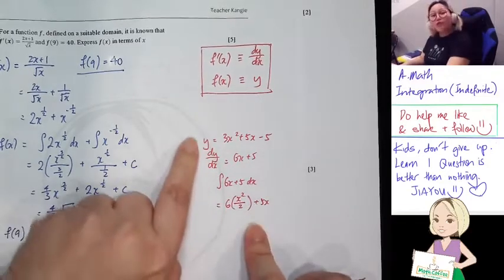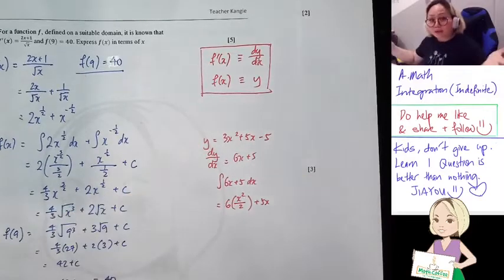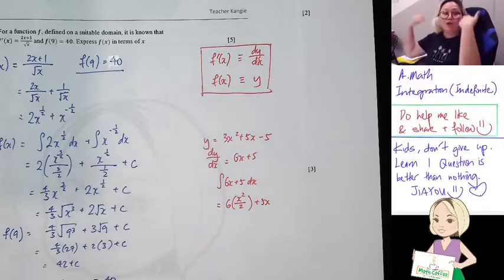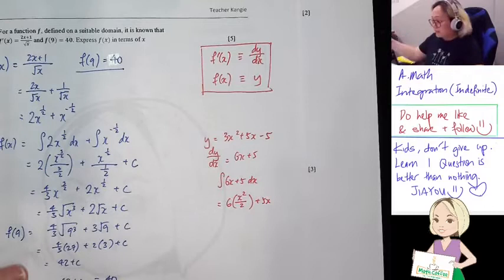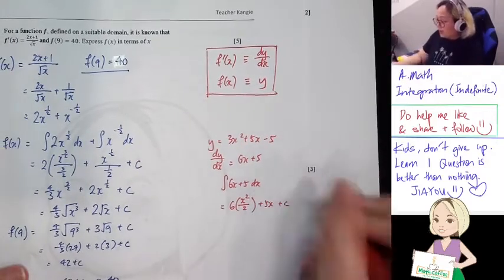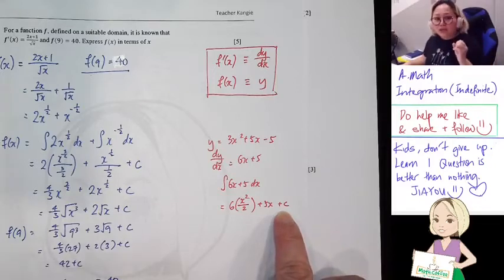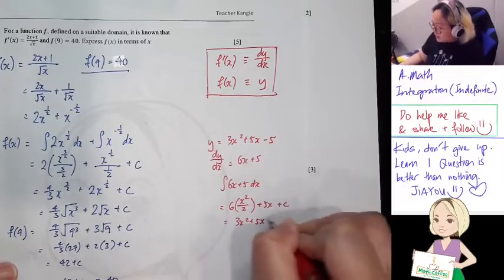You see, the original y has a constant there. When you differentiate, it disappears. So, when something disappears, it doesn't mean that the original y does not have a constant. So, you need to put the plus c. You need to put a plus c because there's a constant there. Whether it is 0 or not, it doesn't matter, because we need to acknowledge that my y might have a constant, so I have to put a plus c. So, 3x squared plus 5x plus c.